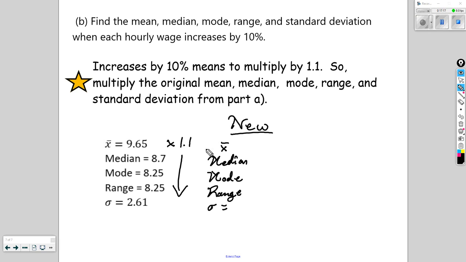So the new mean, if we multiply everything by 1.1, would be $10.62. The median would be $9.57. The mode would be $9.08. The range would be $9.08. And then the standard deviation would be $2.87.